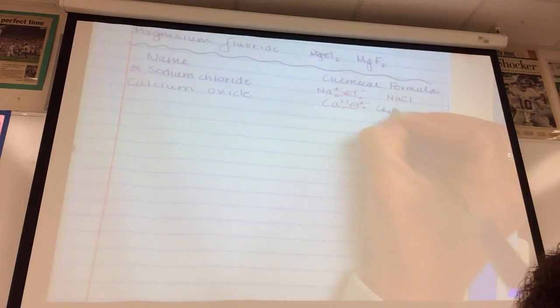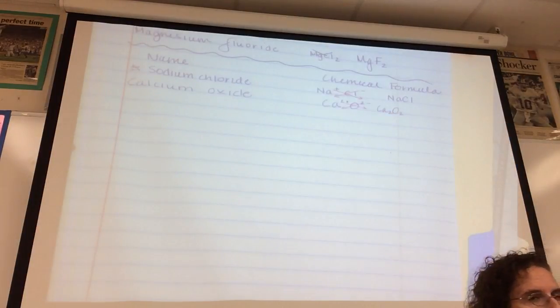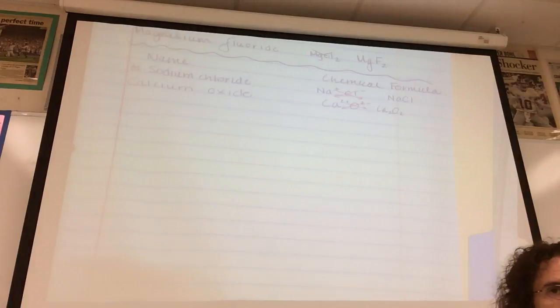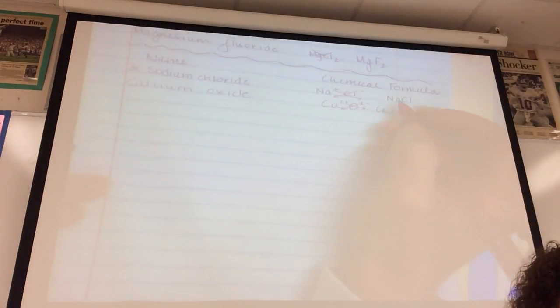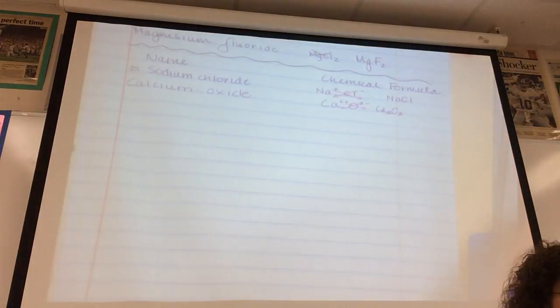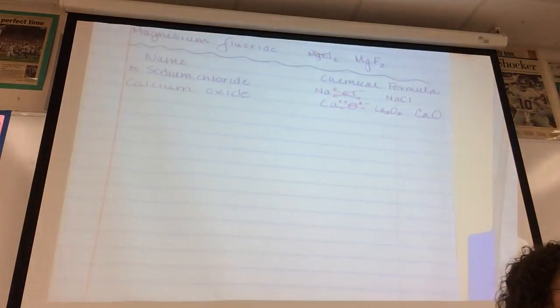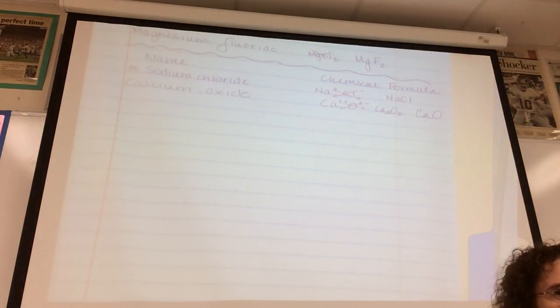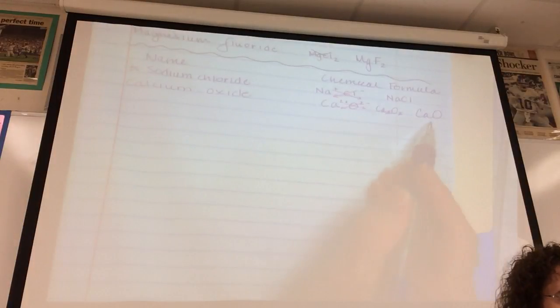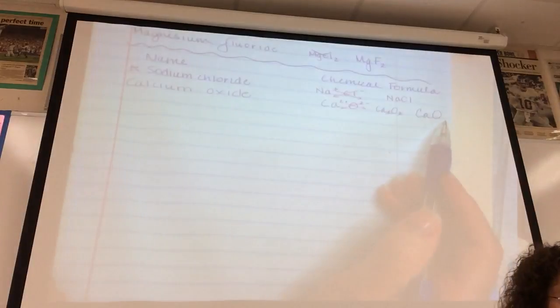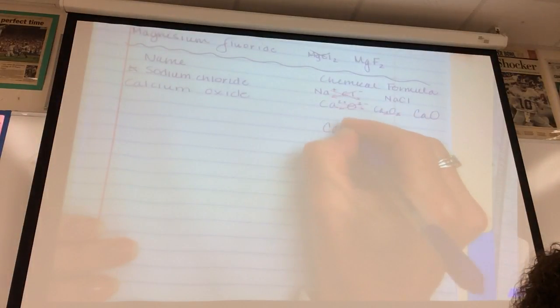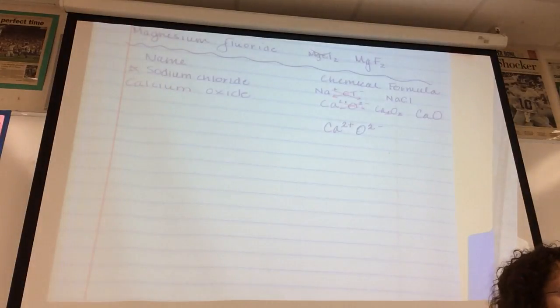However, after you crisscross, you must reduce if you can. 2 goes into both of these 1, and your chemical formula is that way because the subscripts are the simplest whole number ratio of ions. For every 1 calcium ion, there's 1 oxide ion. So you have 1 calcium ion and 1 oxide ion, a 1-to-1 ratio.